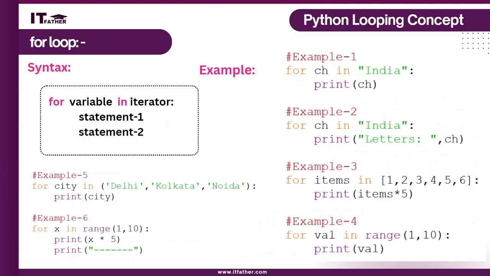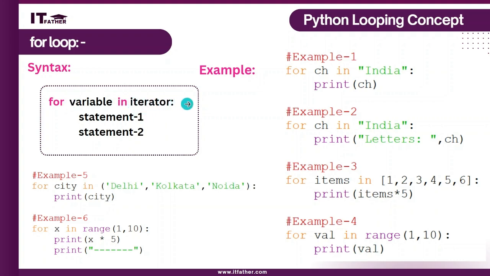Now let us understand what is for loop. As for the syntax, you can see the syntax is here. Simply use the statement for. After for, a variable will come. Then in is also a kind of keyword. For and in both are keywords. The variable can be anything, and next after in will come the iterator.